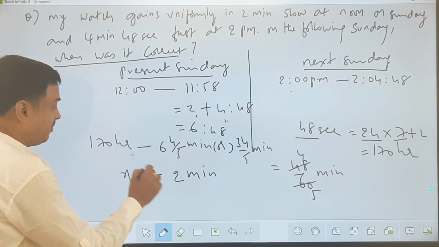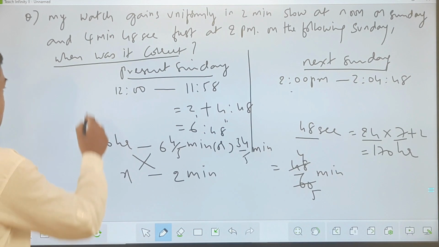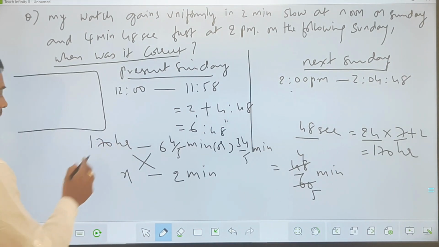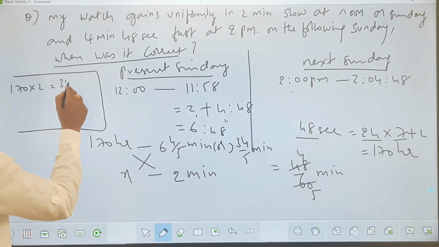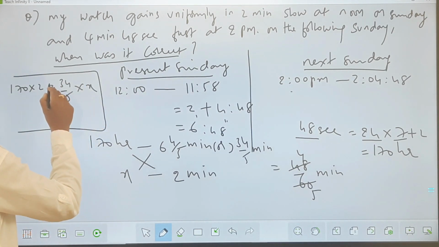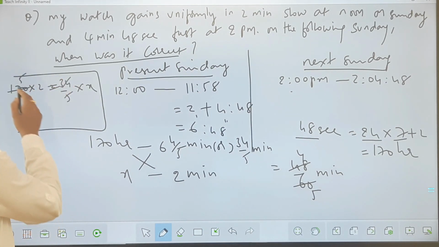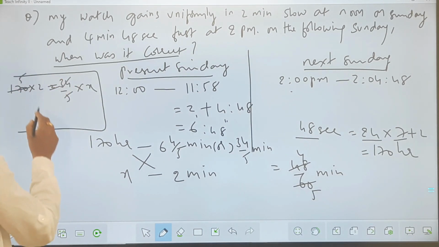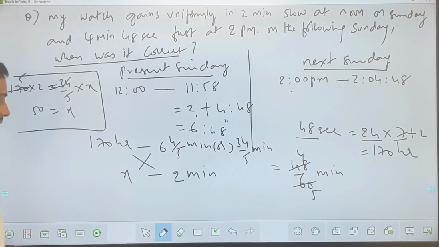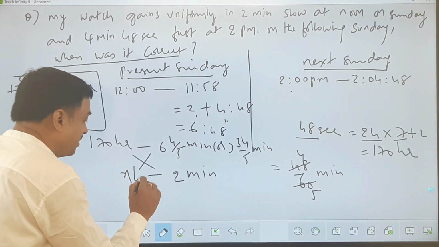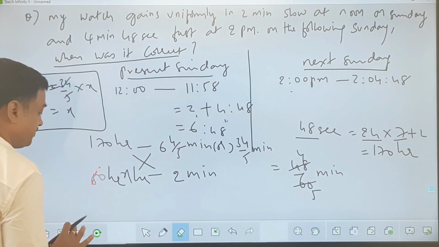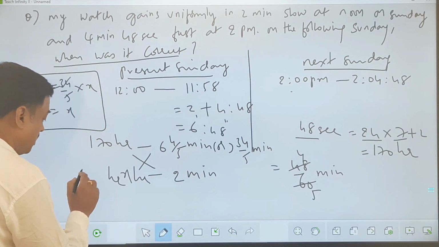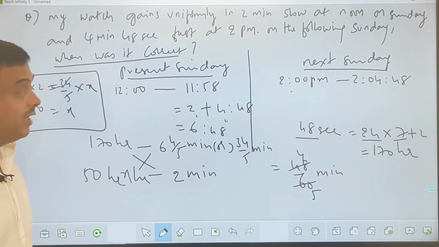So now if you cross multiply this overall, what do you get? If you cross multiply, 170 into 2 is equal to 34 by 5 into x. Okay, this is what the calculation is. So this gets cancelled by 5 times. 5 into 5 is 25, into 2, 50 is equal to x. So 50 hours. 50 hours is the ultimate answer for this.